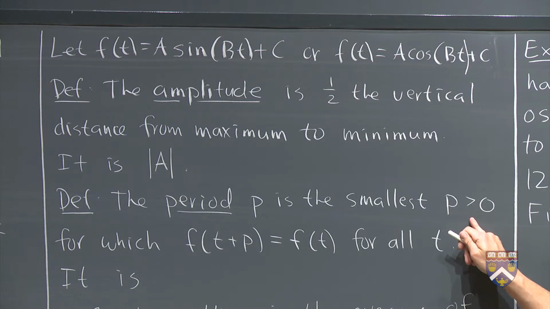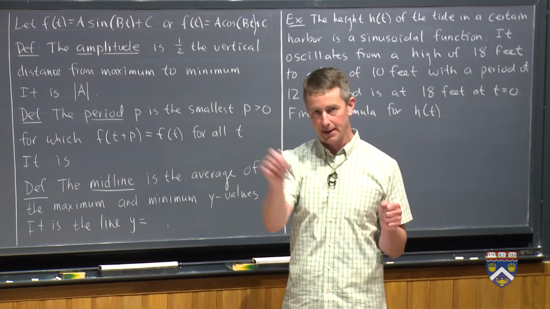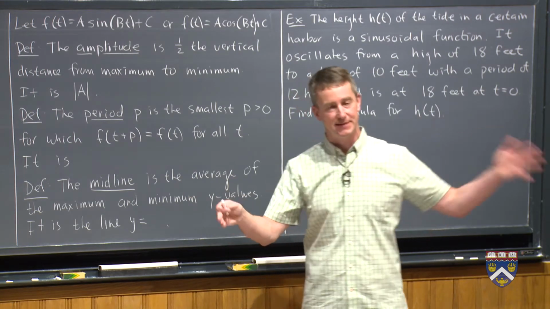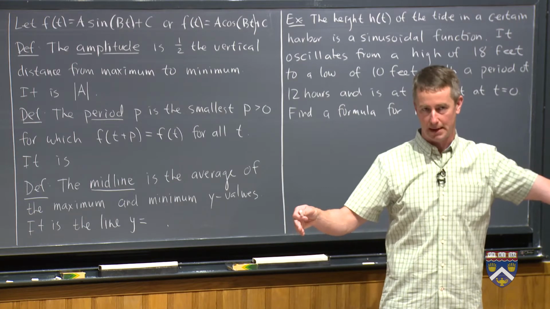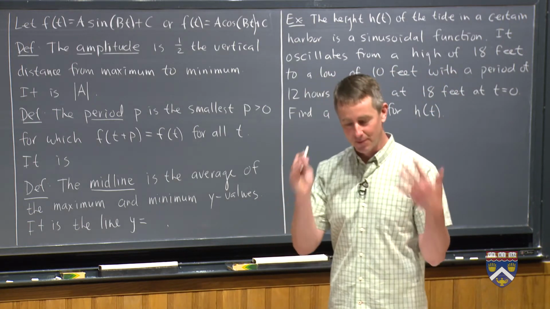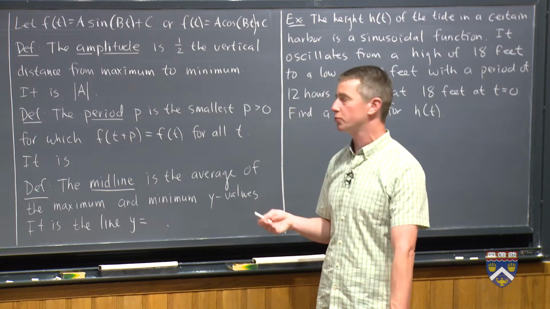You've got to say the smallest because you might think that the graphs of sine and cosine repeat themselves every 2 pi radians, or 360 degrees. But they also repeat themselves every 4 pi, and every 6 pi, and every 8 pi, and every 22 pi. And therefore, everybody on the planet could have their own different period length for sine and cosine. We want it to be the smallest one, so we want it to be 2 pi.